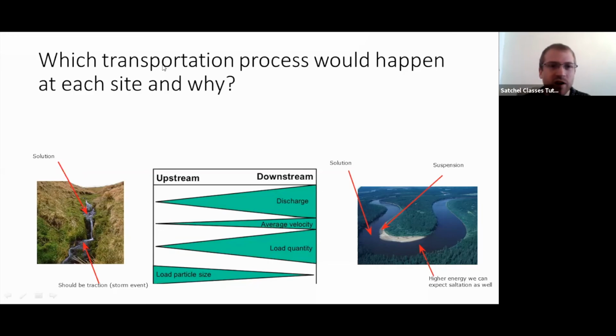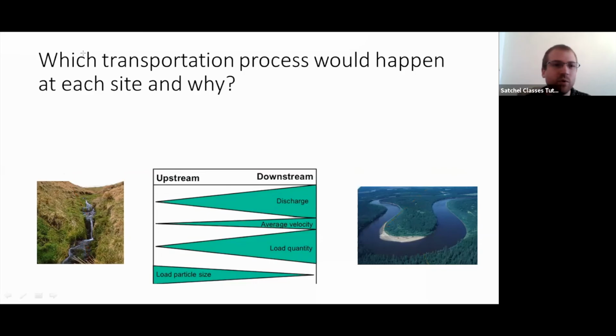So I'll just highlight those key bits just before we finish. So solution in the upper course, traction should be in the upper course. Saltation, the particles are finer in the lower course, but we won't necessarily see it. Suspension and solution should be in the lower course.